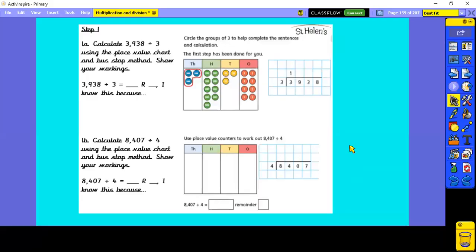Okay, year 5. So here is step 1 of the worksheet. I'd like you all to have a go at this. You can use the place value charts if you think it helps you, but if you're confident with the bus stop method and remainders, you can go ahead and do that instead. So pause the video to do step 1 of the worksheet now, please.